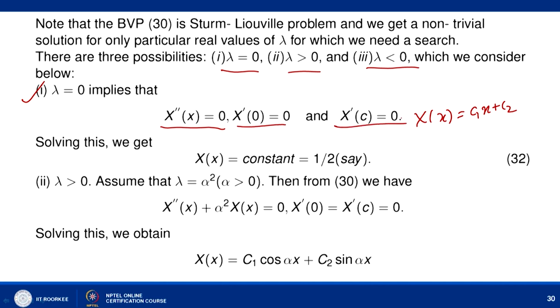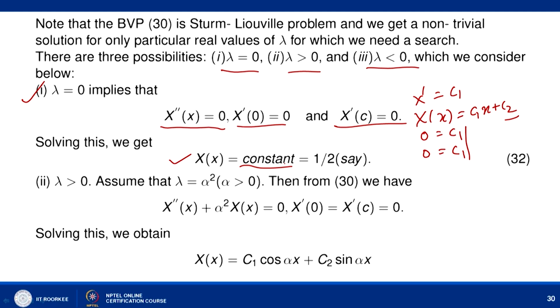So X'(0) is 0 means 0 equal to c1, because X' is basically c1. X'(0) is 0 means c1 equal to 0, and X'(c) equal to 0 means 0 equal to c1. So we have only c1 equal to 0, which means X(x) has to be c2. Solving this, we get X(x) equal to just a constant value.